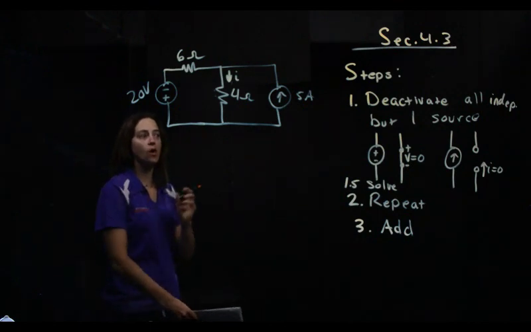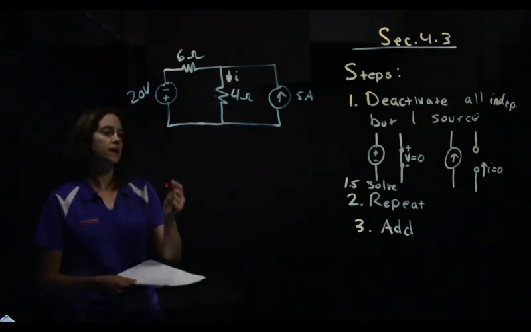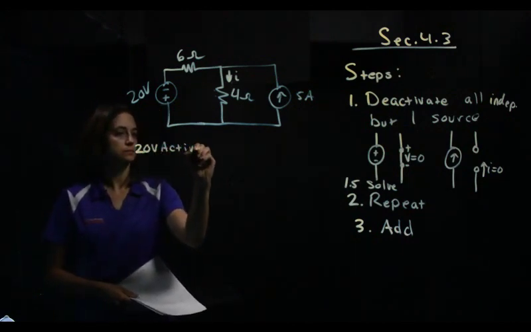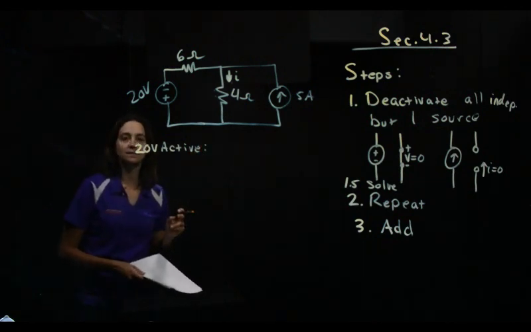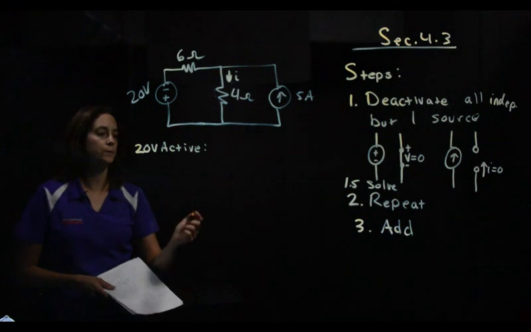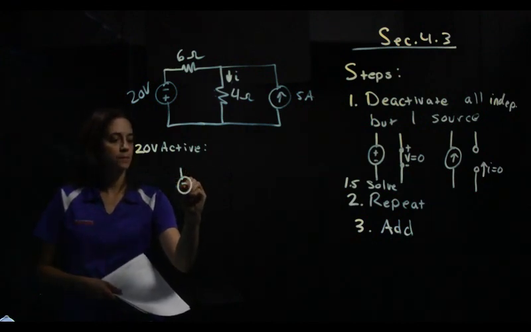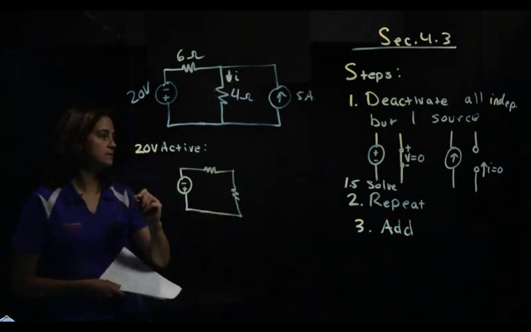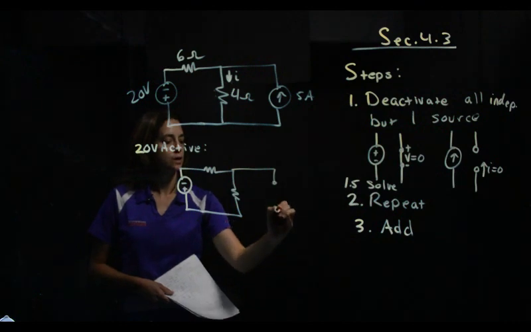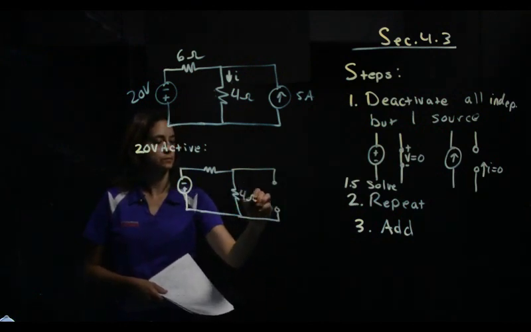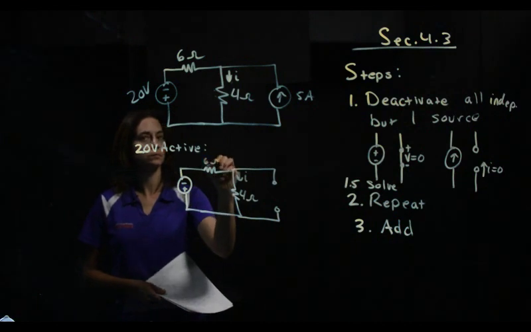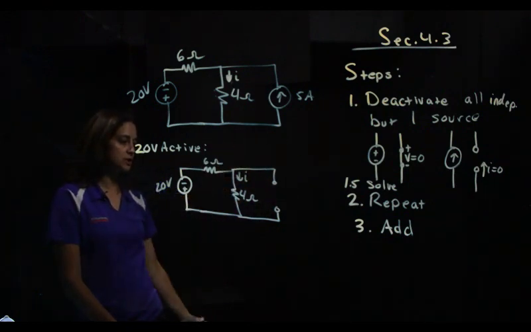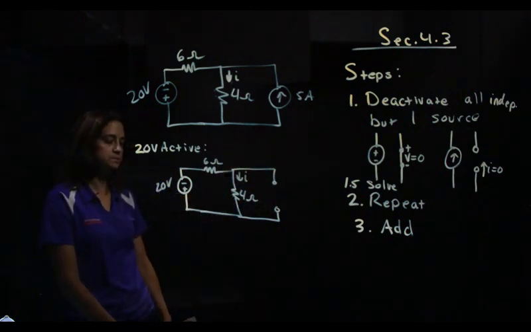So we're going to deactivate all independent sources but one. So let's say we're going to keep our 20 volts active. And so I need to deactivate all the other ones. Well, that's only one. So everything else remains the same. I deactivate all my other sources. So I create an open here. They have a big hole. These wires are essentially not doing anything. They're just hanging out there. So I don't really even need them.